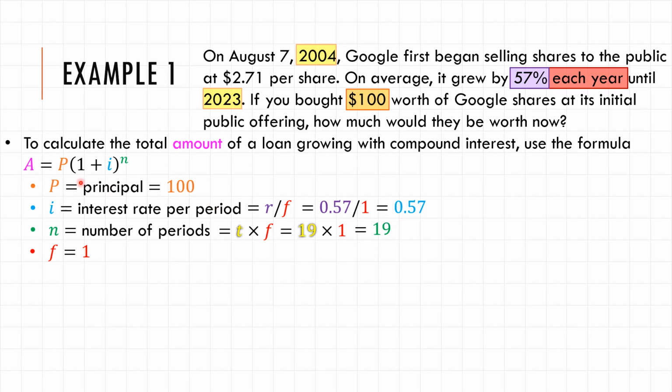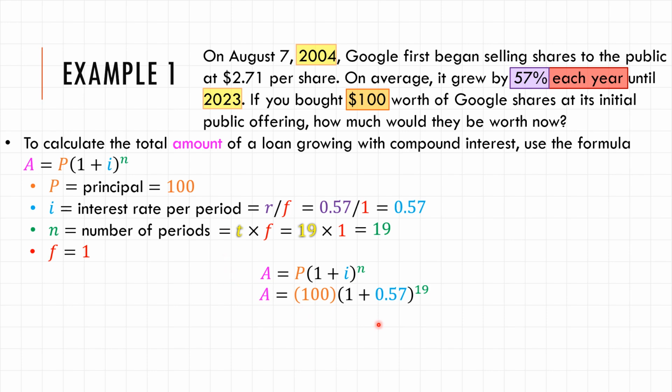And now that I have all three of my variables, the principal, the growth rate per period, and the number of periods, I will just use my compound interest formula. So this is 100 times 1 plus 0.57 to the power of 19. I would encourage you to pause the video here and evaluate this on your own. Find out what is the amount of your shares. Remember, you bought $100 worth of shares in 2004. If you want to sell them in 2023, how much would they be worth?